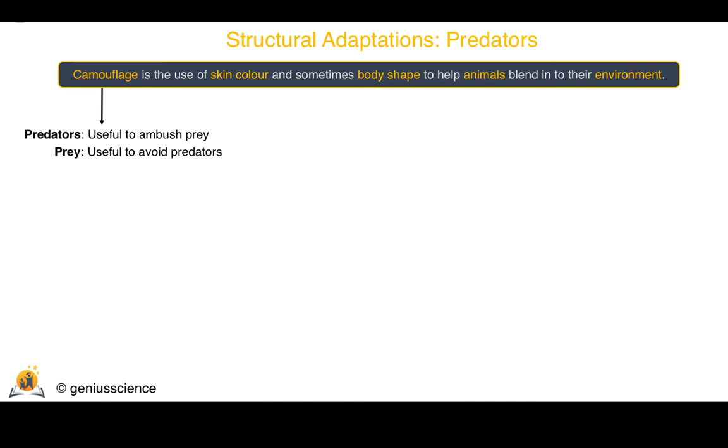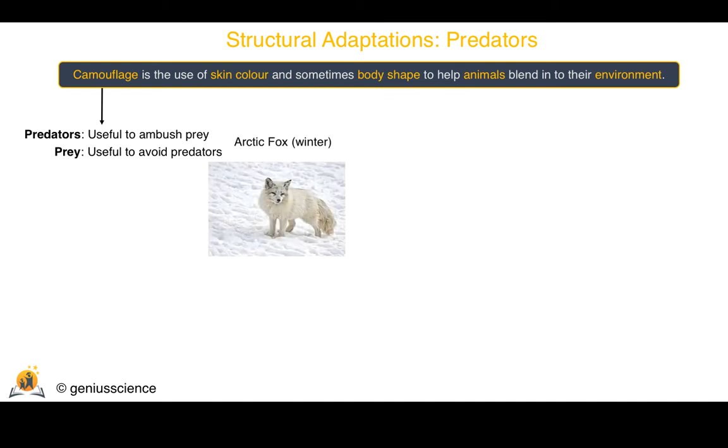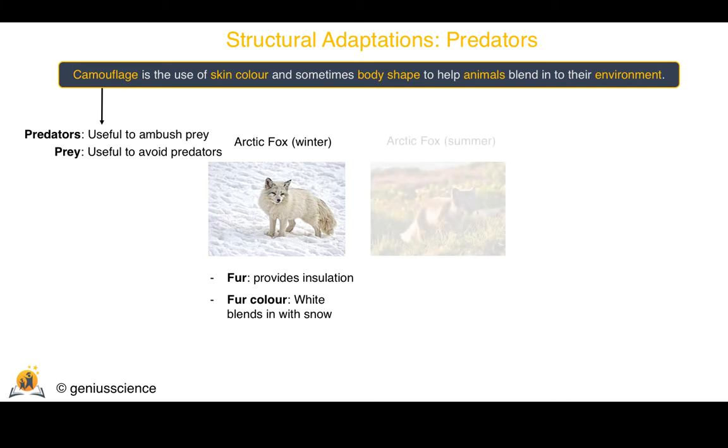Let's look at some structural adaptations then of predators, starting off with the Arctic fox in winter. Because it's very cold in the Arctic, it has a thick layer of fur, and that fur provides insulation. And we can notice here that the fur is white, and that white fur provides camouflage so it can blend in with the snow.